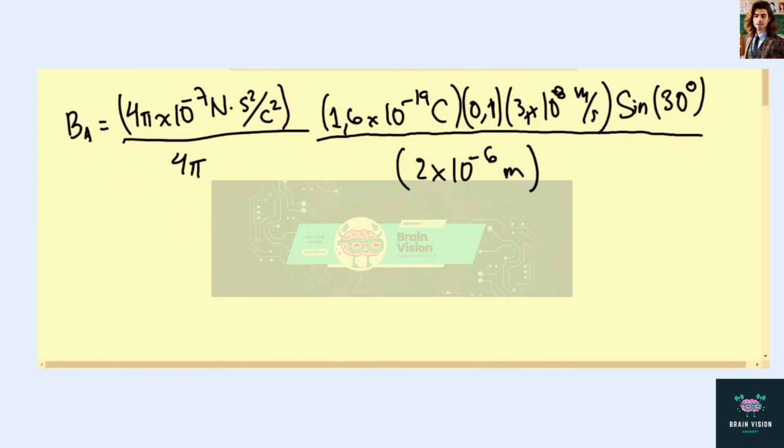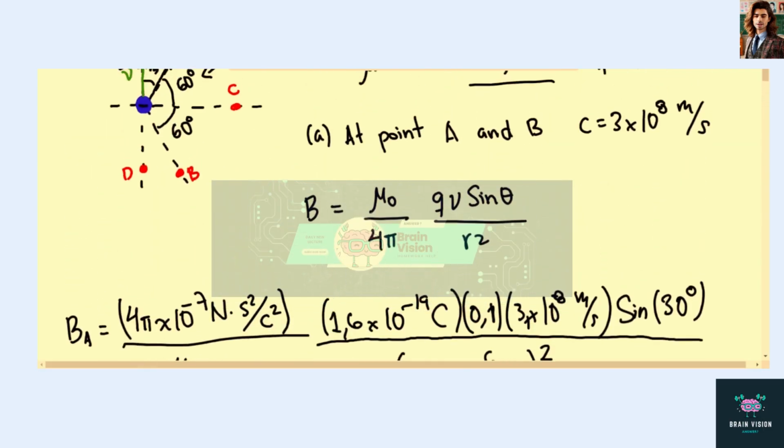With all of this, remember that the distance is squared, and this gives us 6 times 10 to the minus 8 Tesla. That's the unit of the magnetic field. So that's for this point.